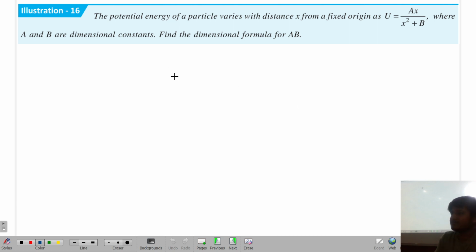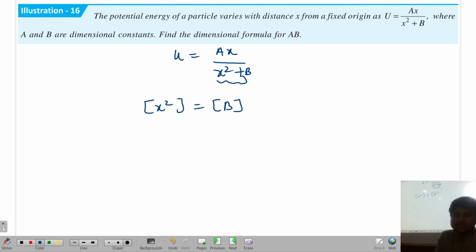Can you do this? What is the property? If I write, that's why I told you, division you have done. So U is equal to AX by X square plus B. It's written. Okay. What should be the property? These two are in addition or not? So dimensions of X square should be equal to dimensions of B or not? Tell me yes or no. So dimensions of B should be equal to dimensions of L square. Got it?